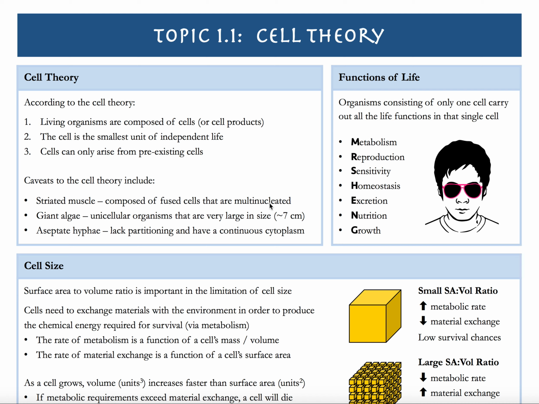So we'll start with our 1.1 cell theory. Let's look at the important key points first. Just follow my cursor. According to the cell theory, living organisms are composed of cells. They are the smallest units of life, and they can only arise from pre-existing cells.